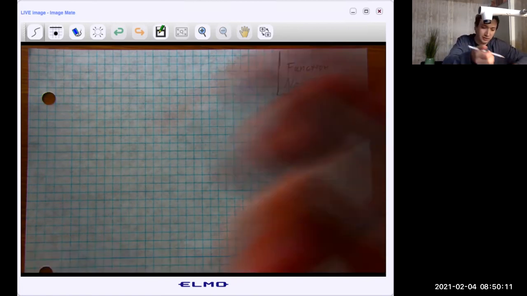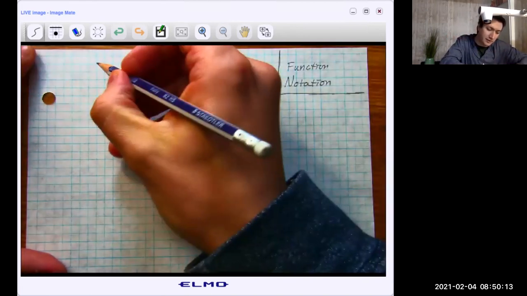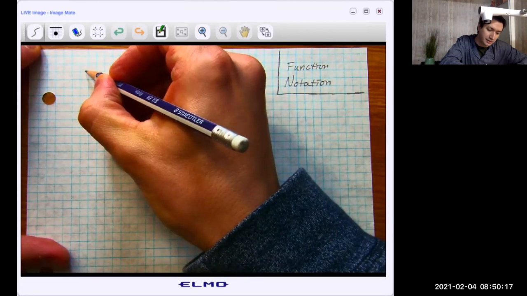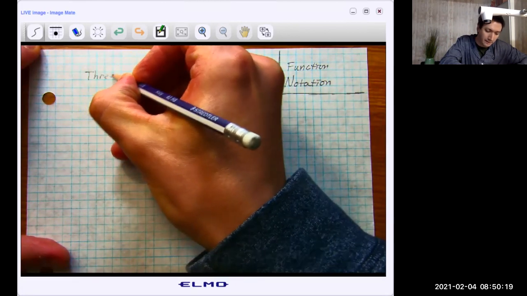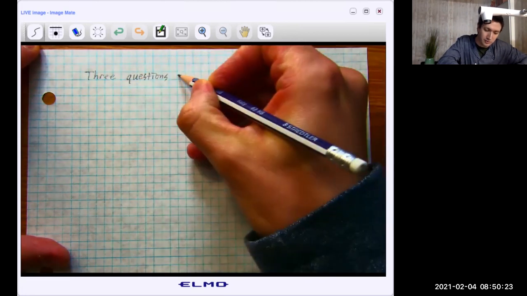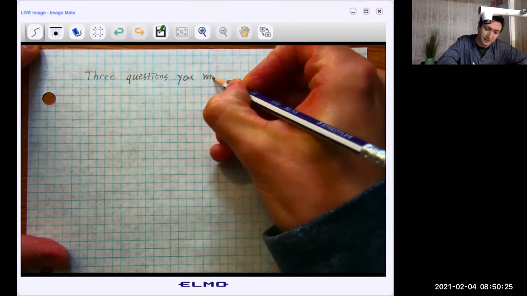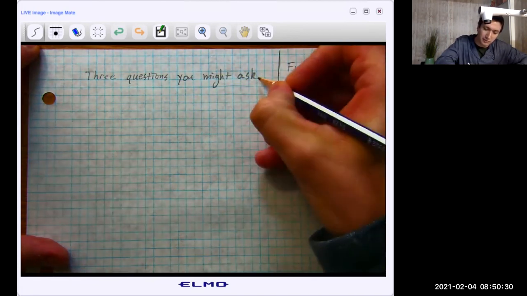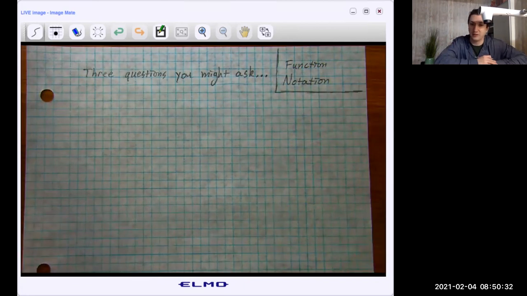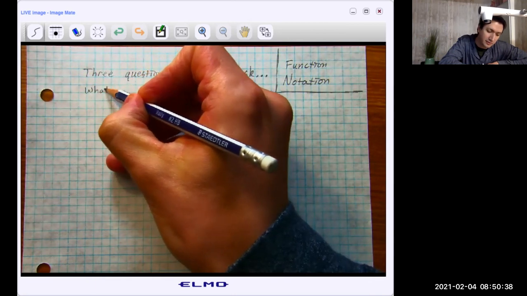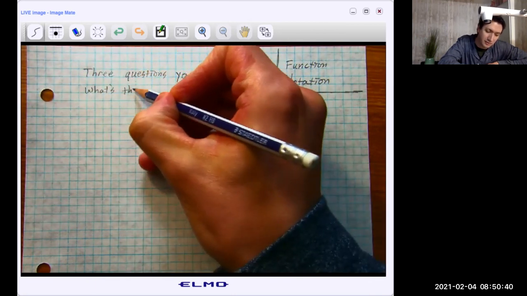With functions, you can ask three questions you might ask. Not you, it could be anyone. Three questions someone might ask when they're looking at a function. They might ask, what's the output? That's usually the most common one.